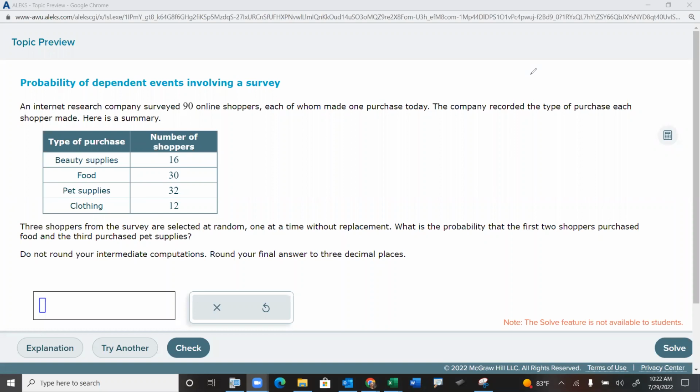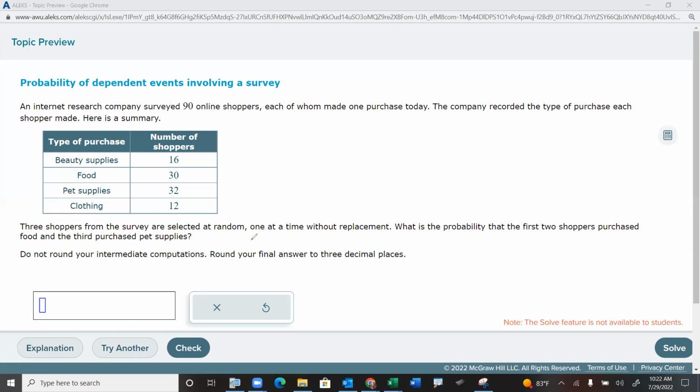Okay, so once again, we're doing dependent events, this time involving a survey. All right, no big deal. An internet research company surveyed 90 online shoppers, each of whom made 1 purchase today. So everybody made exactly 1 purchase. The company recorded the type of purchase each shopper made, and here's a summary of what they bought. I'll be honest, I would definitely not have been that, or that, or that. Yeah, I'm definitely that guy there.